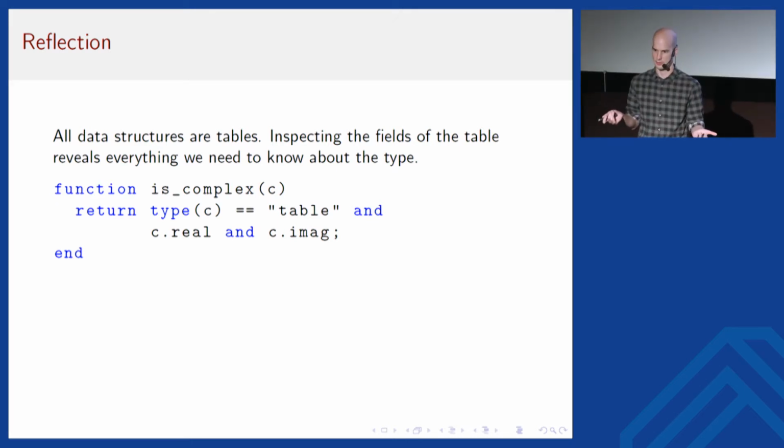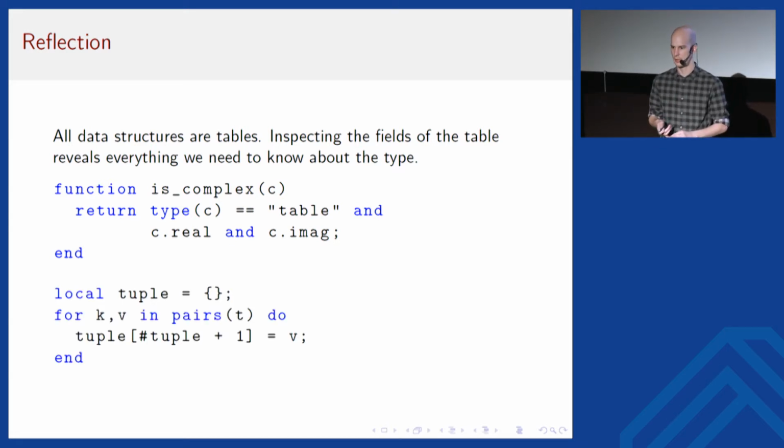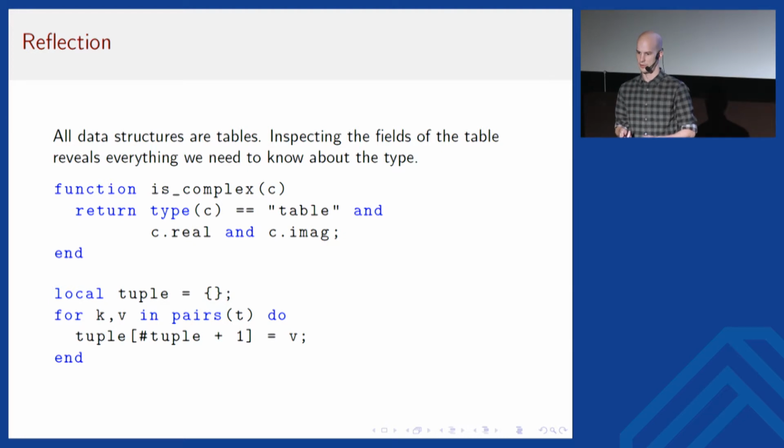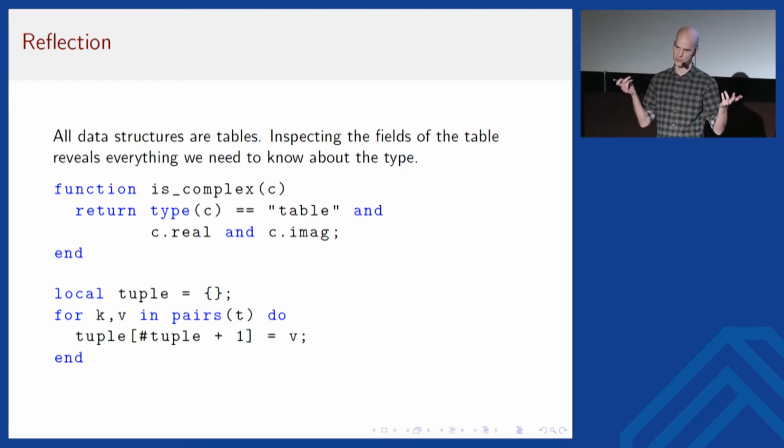Of course, since all our types are tables, we can perform basic reflection on it, because we just need to inspect the fields, and that tells us basically everything we need to know about the type. In particular, we can iterate over all the fields in the dictionary, and then check okay, what kind of data is in there, what might I be able to do with this. So this is, for example, how you could implement a simple type to tuple conversion.